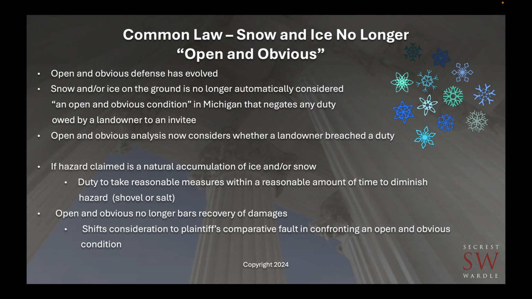Much to our dismay, as defense attorneys, open and obvious no longer bars recovery of damages, and the analysis now shifts consideration to whether an injured party bears some responsibility. Do they share comparative fault in confronting what would otherwise be considered an open and obvious condition? We used to analyze whether or not there were any special aspects that existed. Well, that consideration is no more.